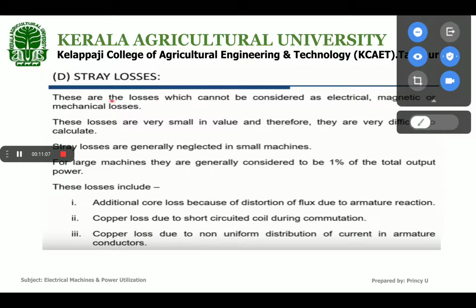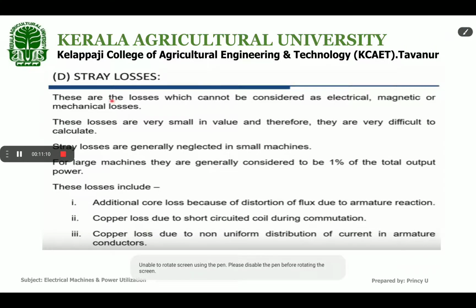Then another one is stray losses. Stray losses are losses which cannot be considered as electrical, magnetic, iron or mechanical losses. Some losses present in the DC machine which cannot be considered as electrical, magnetic or mechanical loss are collectively called stray losses. These losses are very small in value and therefore very difficult to calculate. Stray losses are generally neglected in small machines. For a large machine, they are generally considered to be 1% of the total output power.